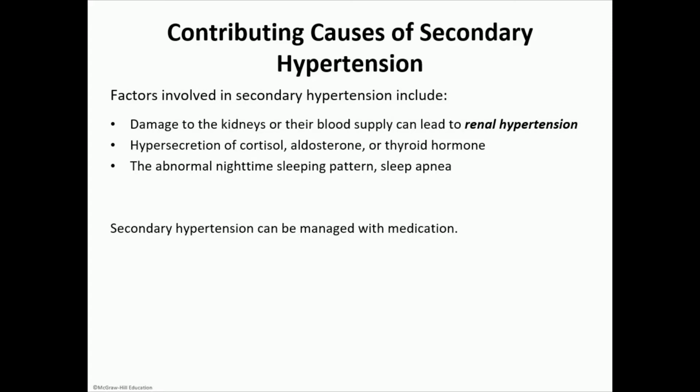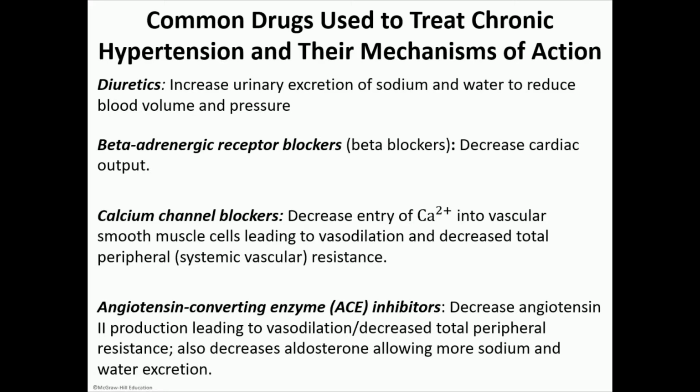So in order to treat this, you want to treat the actual cause. So kidney damage is one of the main causes of secondary hypertension, and we call it renal hypertension. Or it could be due to the hypersecretion of cortisol, aldosterone, or thyroxine. So if you go back to those hormones, we talked about how their increase can contribute to high blood pressure. And then even abnormal sleeping patterns, okay, and sleep apnea, those are risk factors for developing secondary hypertension.